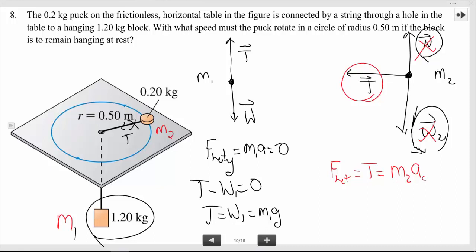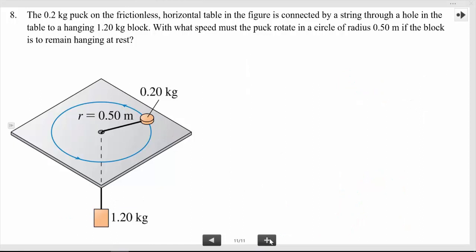Okay. So then the tension is equal to the mass of the puck, M2, times the acceleration, which we can rewrite in terms of the speed, since that's what we're interested in, as v squared divided by r. Okay, and we know what this tension must be. We determined that to be the weight of the hanging object. So therefore, tension is the mass of the puck times v squared over r, and this tension must equal the weight of M1. So this should equal M1 times G.